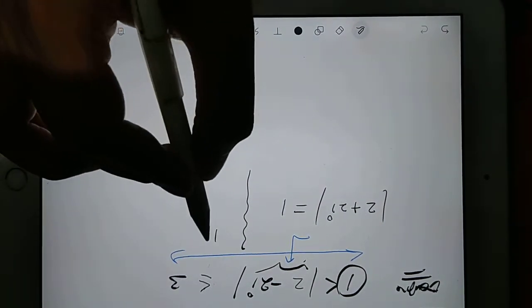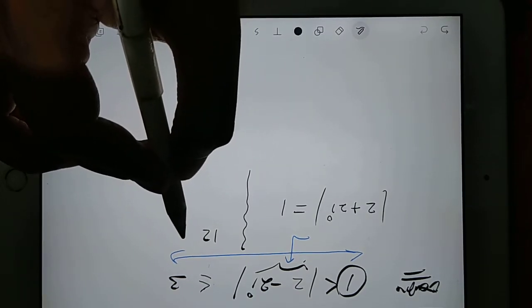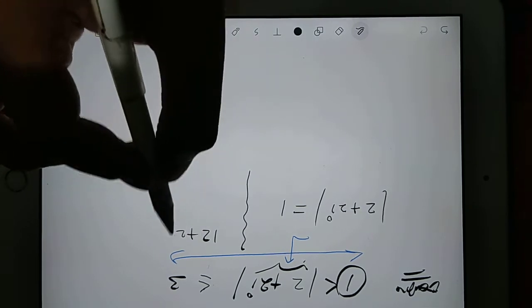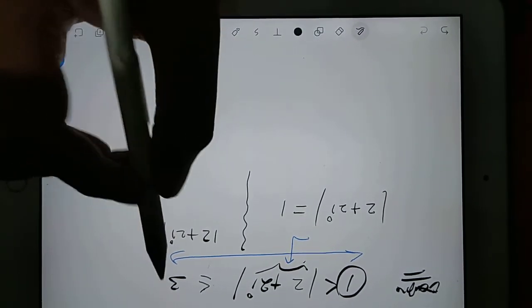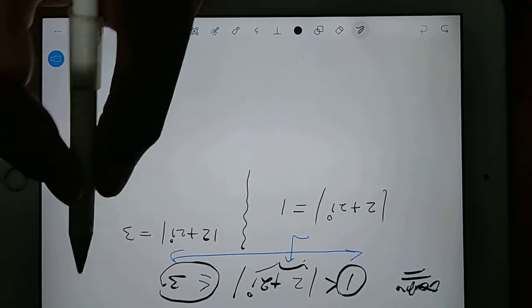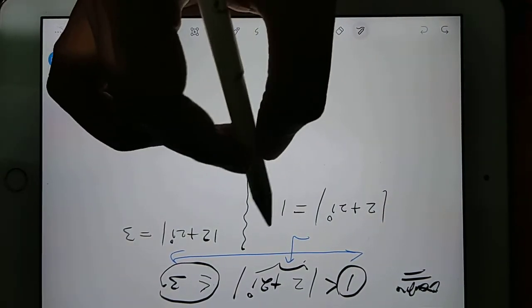In the same way, mod of z plus 2i, again the mod, is given as less than or equal to 3. So I am considering it equal to 3. Just now we have solved one example.